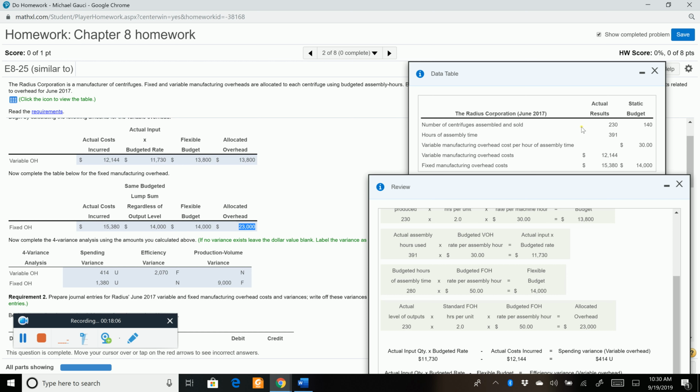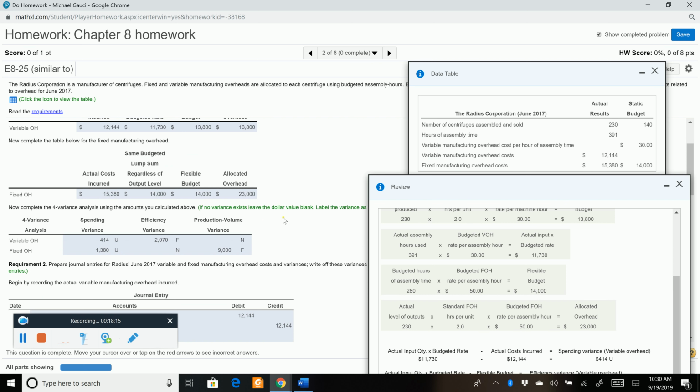Tremendous change, I may add. We originally were expecting to make 140, and we made 230. So certainly it is a big, big difference.